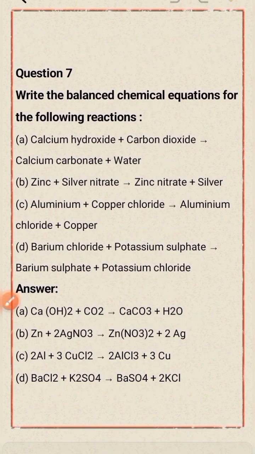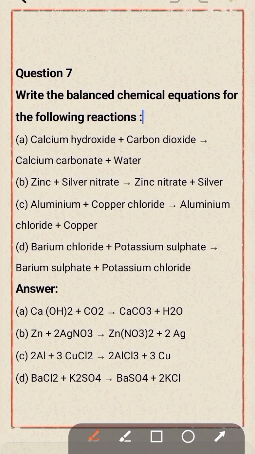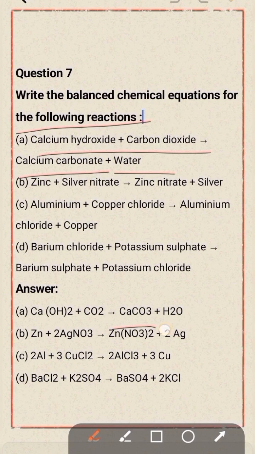Okay, write the balanced chemical equation for the following reaction. Calcium hydroxide plus carbon dioxide form calcium carbonate and water, that is Ca(OH)2 calcium hydroxide plus carbon dioxide CO2 product form calcium carbonate CaCO3 plus water H2O. B. Zinc plus silver nitrate product form zinc nitrate plus silver.